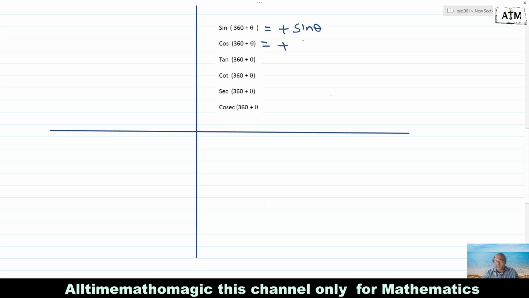So sin(360 plus theta) is plus sin theta, cos(360 plus theta) is plus cos theta, and tan(360 plus theta) will become plus tan theta, and cot(360 plus theta) will become plus cot theta, and sec(360 plus theta) will become plus sec theta, and cosec(360 plus theta) will become plus cosec theta.